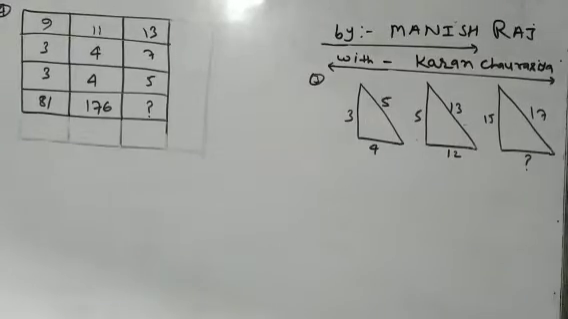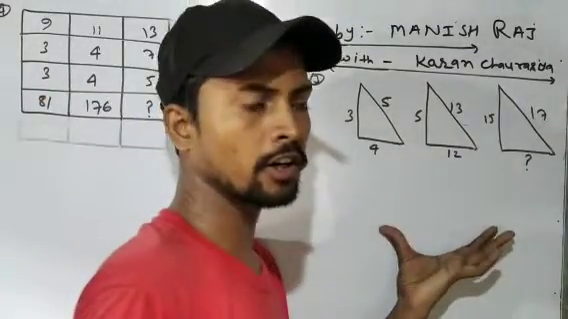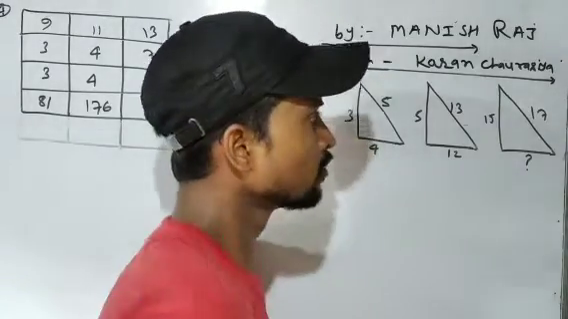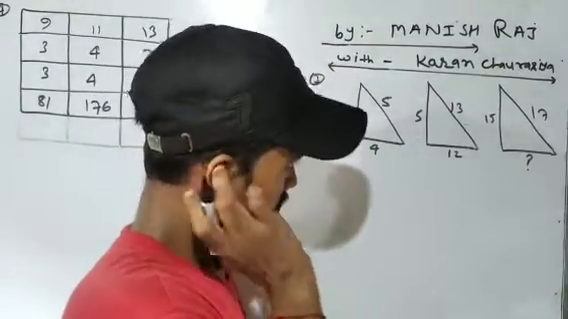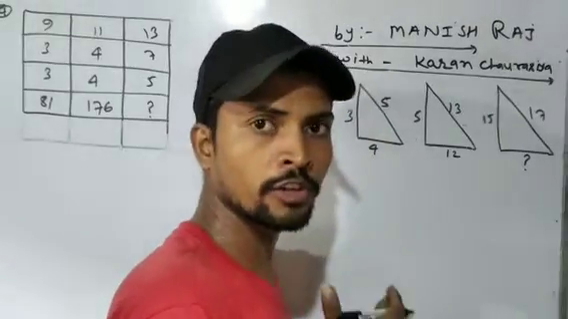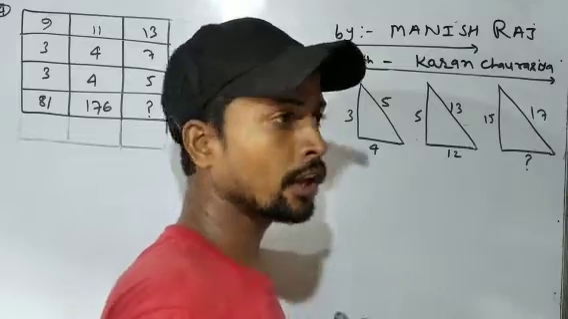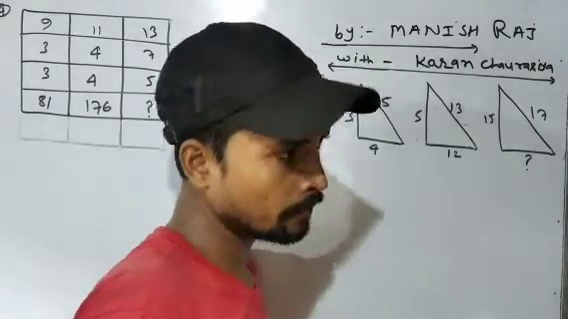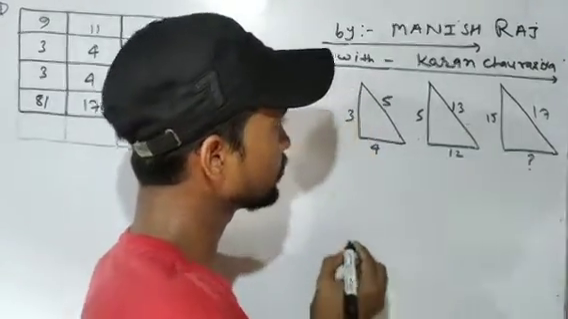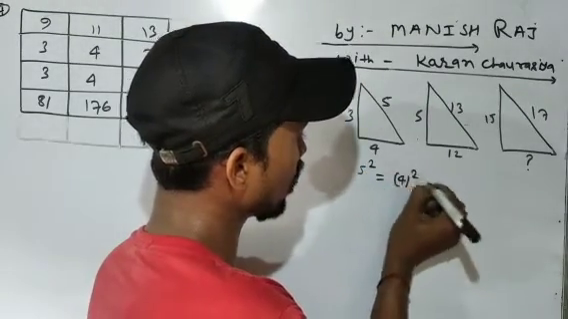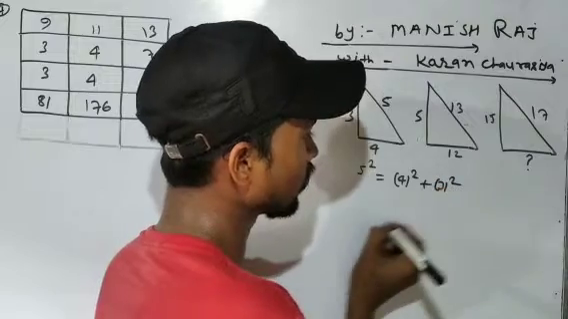According to your next question, there are 3 triangles in which some numbers are written outside. First of all, we have to understand how the number is written outside of this triangle. According to the Pythagoras theorem, we of course know that 5 squared equal to 4 squared plus 3 squared.